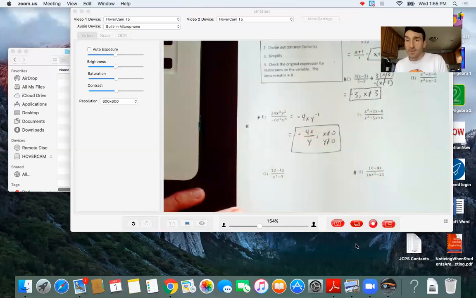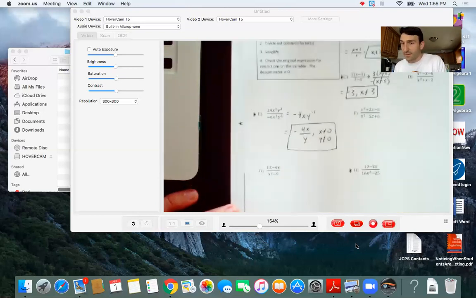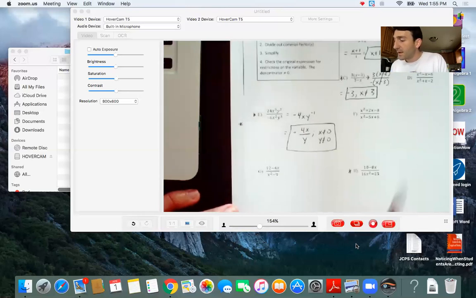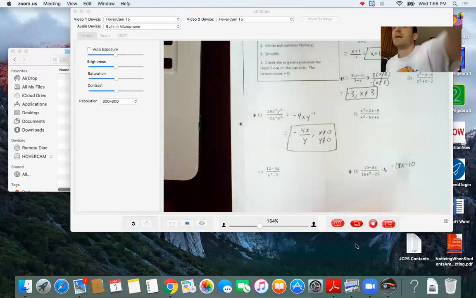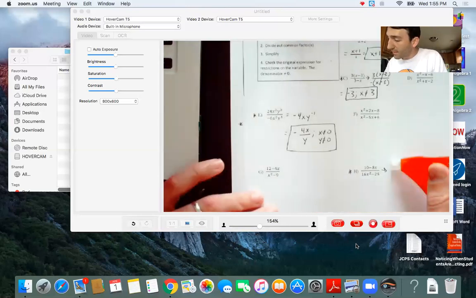All right, and then the last one I'm going to do on this page is example H. So again, on top, we don't want that lead term to be negative. So we want to write that as the product of negative times positive 8x minus 10. Sorry, I did that wrong because they have another common factor, not just negative 1. We can factor out a 2 from both of them.